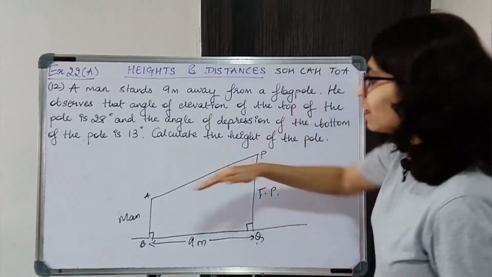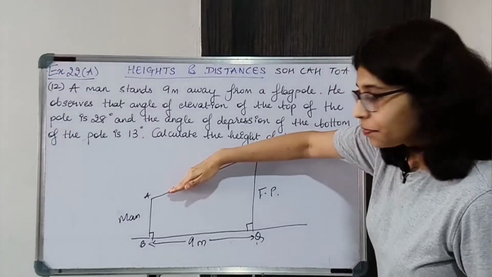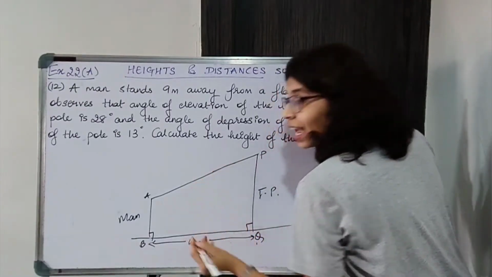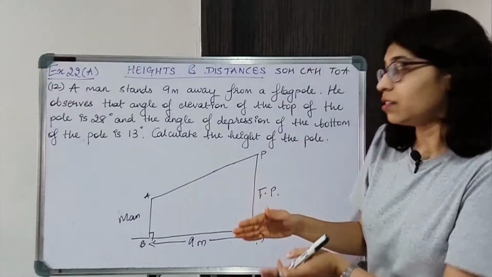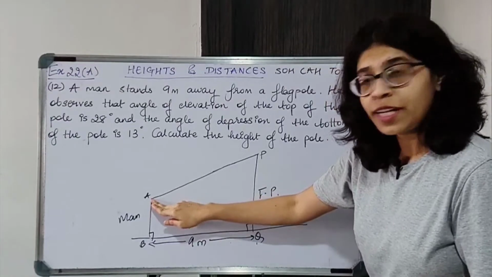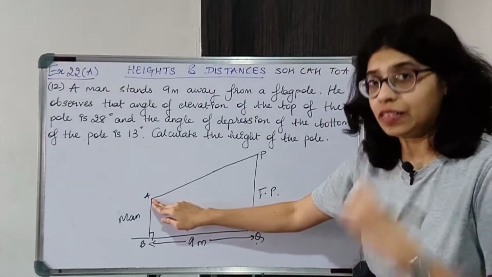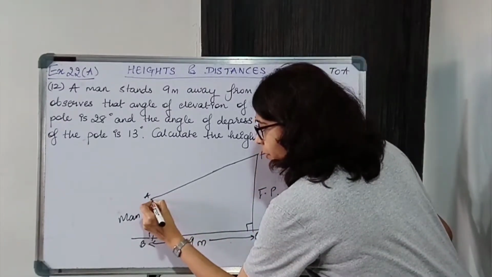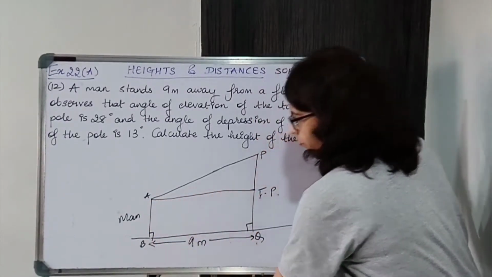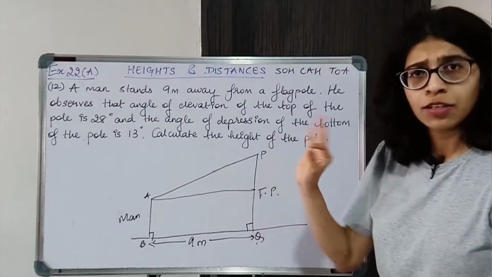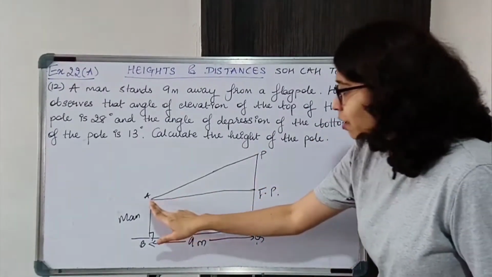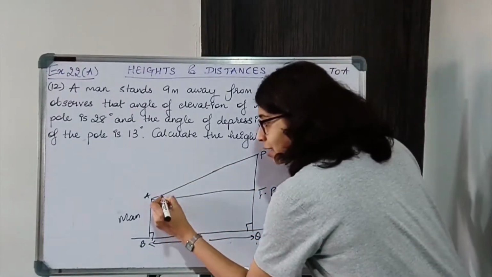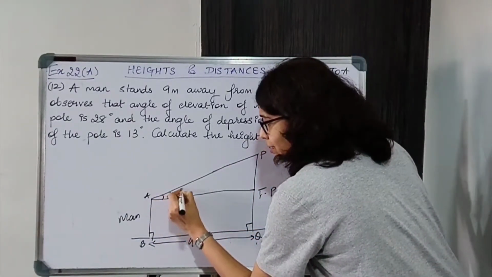The angle of elevation is the angle between the line of sight, the line where he is looking, and the horizontal. Is there a horizontal from this point? No. So you have to draw the horizontal. So from here we have to draw the horizontal. Okay? I have not drawn properly. Draw properly with a scale. So the angle between the line of sight and the horizontal is the angle of elevation. So it is 28 degrees.